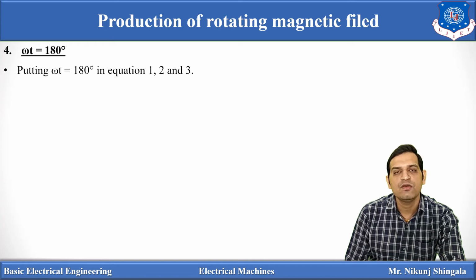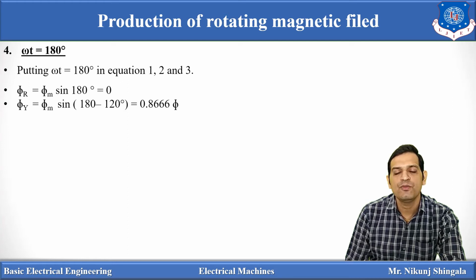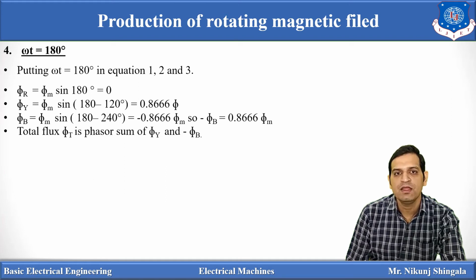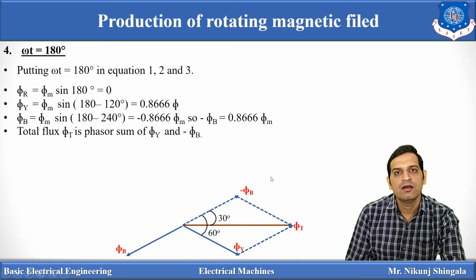So putting omega t is equal to 180 degree in the equation 1, 2, 3, we are getting phi r is equal to 0, phi y is equal to 0.866 phi m, and phi b is equal to minus 0.866 phi m. So minus phi b will be equal to 0.866 phi m. So here resultant flux phi t is a phasor sum of phi y and minus phi b. So again, using the phasor diagram we can find out the value of the resultant flux.